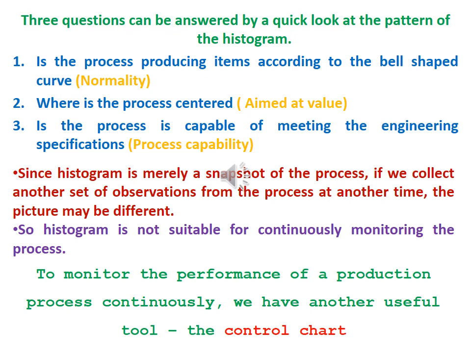Since the histogram is merely a snapshot of the process, if we collect another set of observations from the process at another time, the picture may be different. So the histogram is not suitable for continuously monitoring the process. To monitor the performance of the production process continuously, we have another useful tool, the control charts.